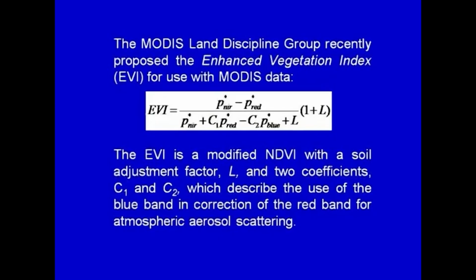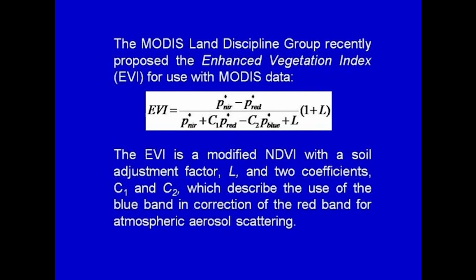This, as a matter of fact, now provides an input to the scientists and researchers regarding which indices to be used and what advantage could be derived. The MODIS Land Discipline Group recently proposed another index, known as the Enhanced Vegetation Index, or EVI, to be used with MODIS data sets.